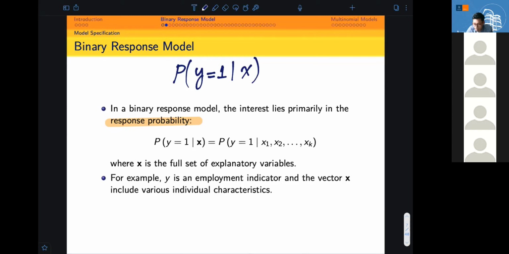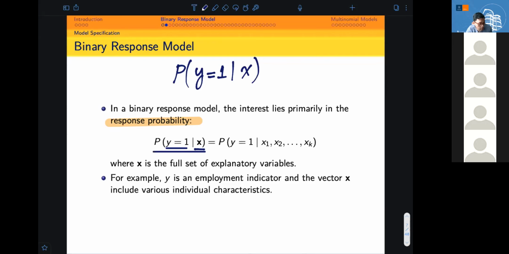You're also probably interested in the probability of an individual, say, contracting the COVID-19 virus, conditional on observables. So those are several interesting analyses that you can think of using the binary response model. Okay, so again, we're interested in looking at the response probability, the probability that y is equal to 1, conditional on some observable. I gave you many examples.